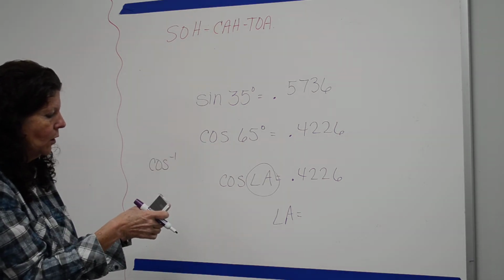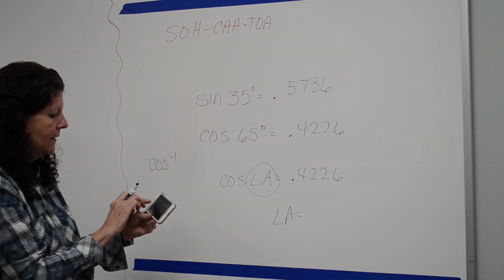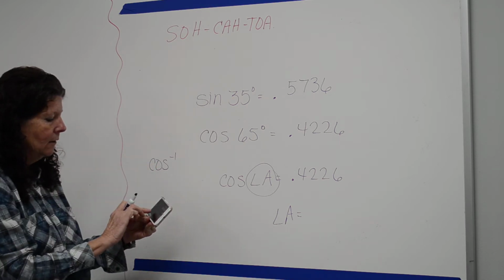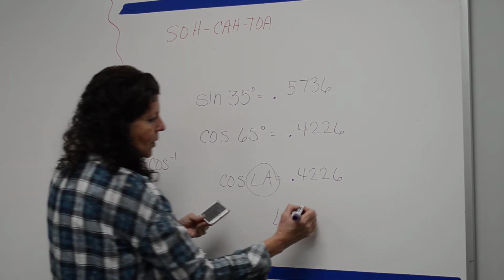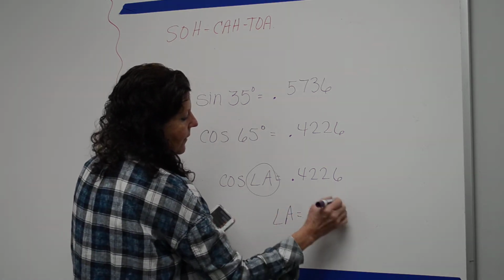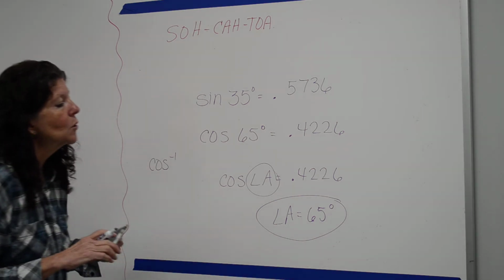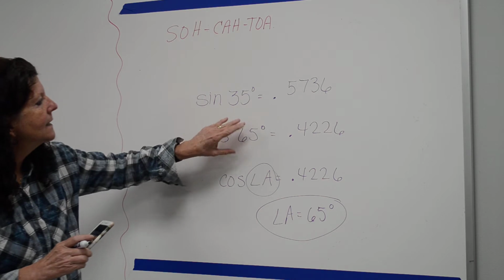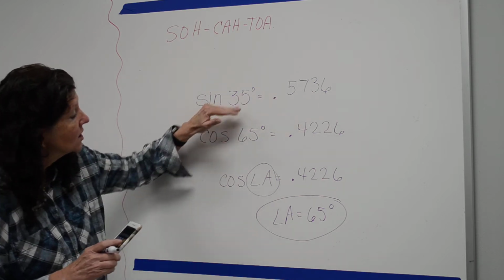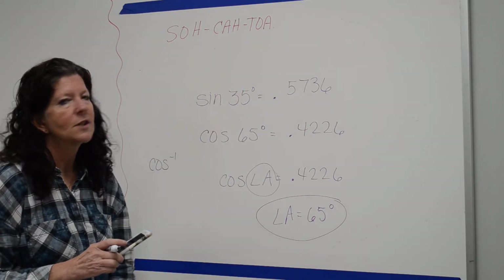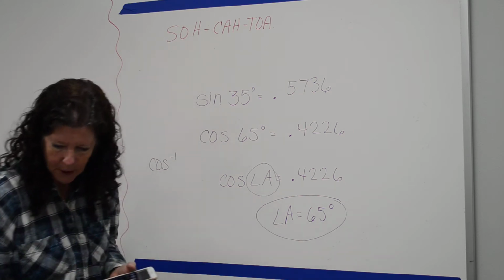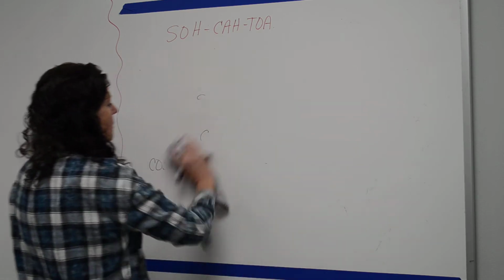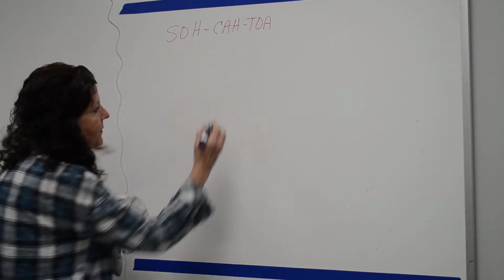So 0.4226. Then you're going to do the second. Make sure that you have the correct button there and hit that button, and it's going to give you a measurement of 65 degrees. Anytime you're trying to find the angle, you're going to use the inverse of these things. Anytime you're actually trying to find the actual sine of an angle, you're just going to use the actual sine, cosine, tangent button. What they might do is give you a triangle that you've got to find all kinds of things on.